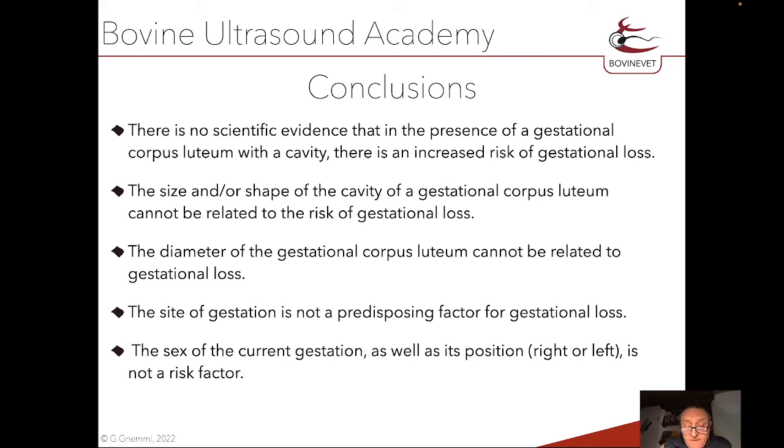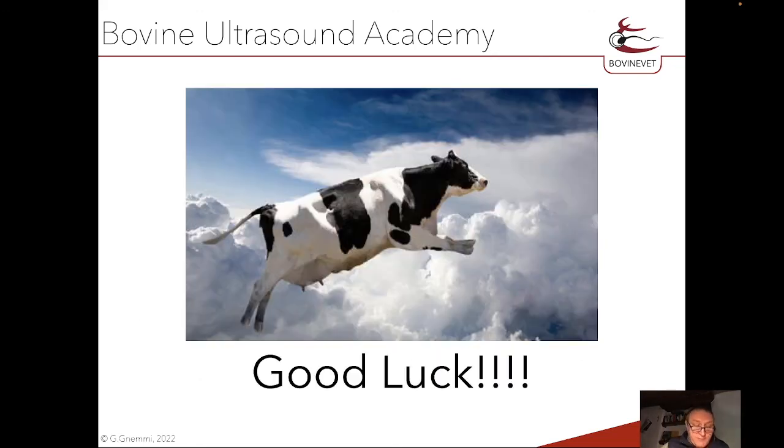Four, the site of gestation is not a predisposing factor for gestational losses. And five, that is the last but not the least, the sex of the current gestation, as well as its position, right or left, don't represent a risk factor.